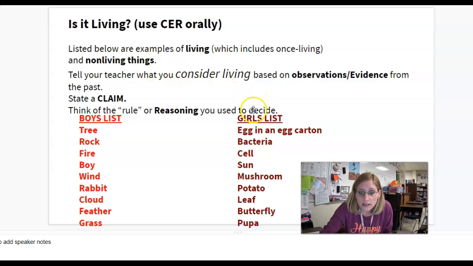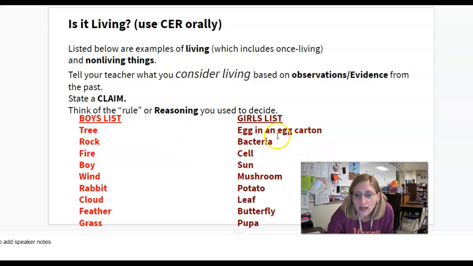So if we take a look at some of these things on this list, and decide if each is living or non-living. If I look at the boys list, it says a tree, a rock, and fire. Think about it just for a second. What is living and non-living? Good. 2 out of the 3 are non-living. You should have said a rock and fire are non-living, but a tree is living.